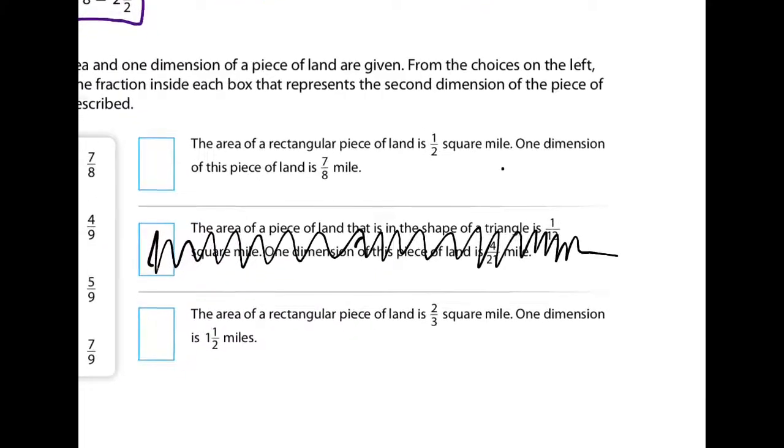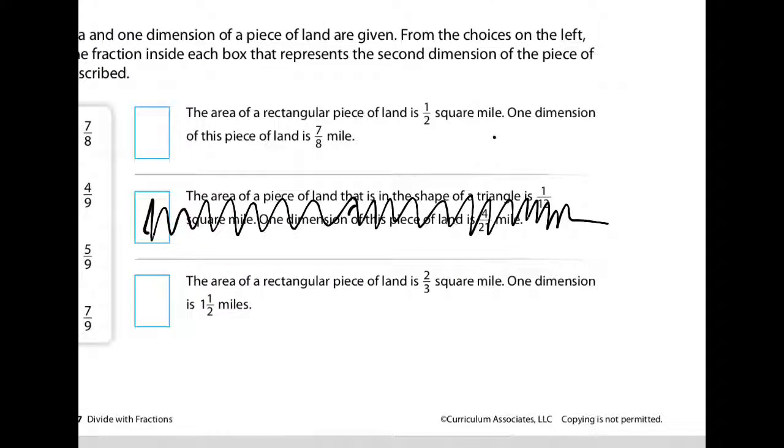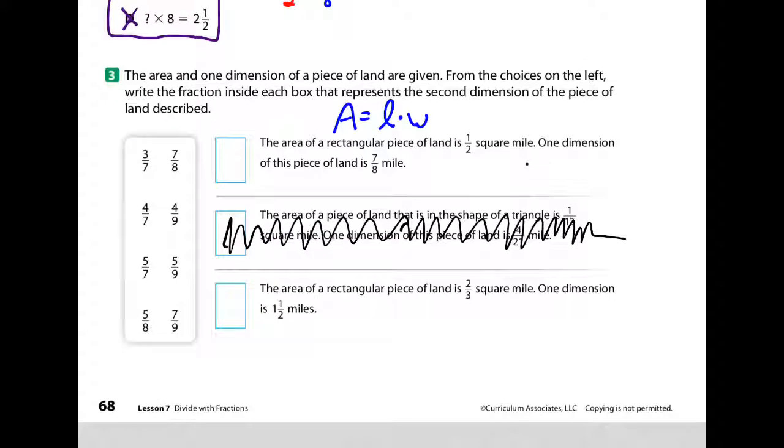Whenever we find area, we always do area of a rectangle is the length times the width, right? So in the first one, it says the area of a rectangular piece of land is 1/2 square mile. So the area is 1/2, and that equals whatever the length and the width are. So one dimension of the piece of land is 7/8 times the other dimension, which is one of those numbers in the box.